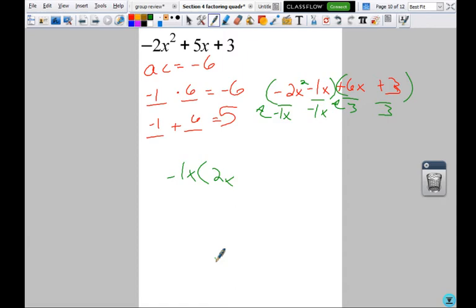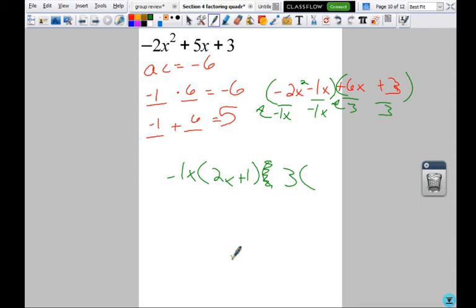Positive. So it'd be plus 1. Alright, and then we are taking out a 3. Thomas, what do we have left after we factor out that 3? 6x over 3 is 2x, and 3 over 3 is 1. So it works. Negative 1x, and then there's no x there, it's just 1.